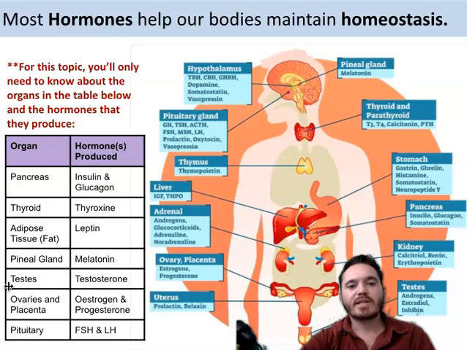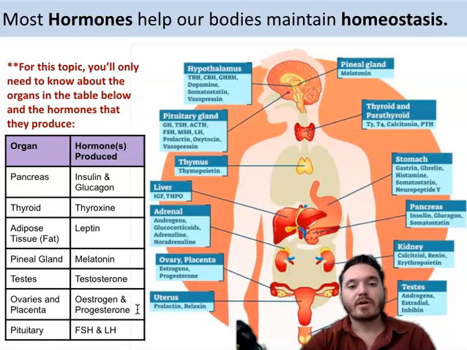You've got your testes, that's producing testosterone, and the testosterone is going to have several different functions, but mainly to help develop the male sexual organs and to produce sperm. You've got your ovaries and placenta that are producing estrogen and progesterone.